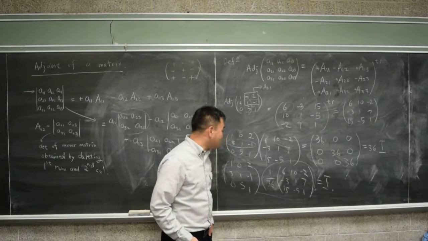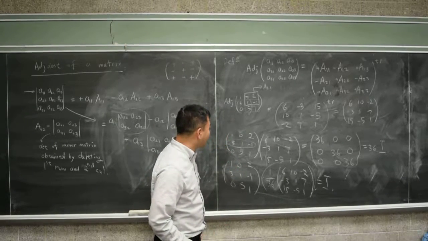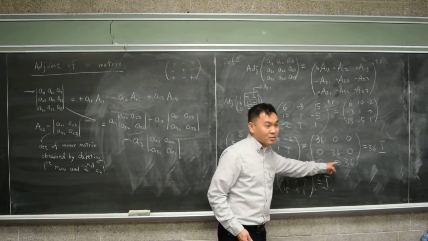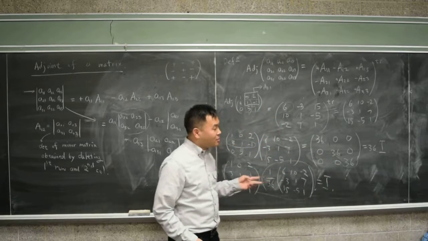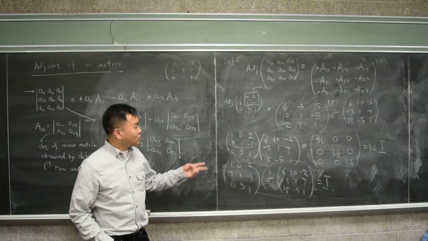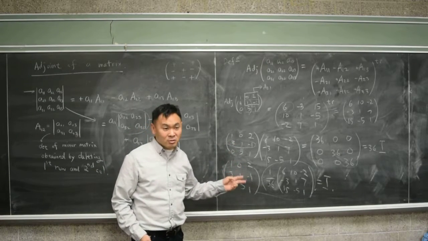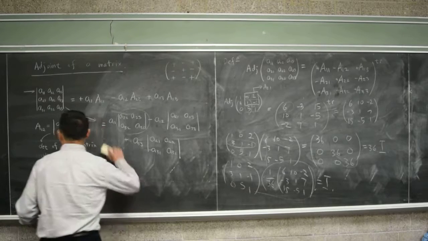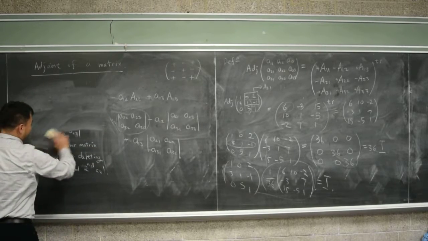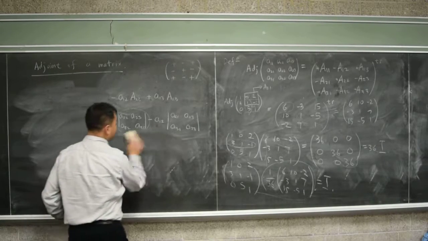All right, so I need to explain to you two things. First, why does this happen? Okay? And then second, I will show you how to find the inverse of a 3 by 3 by using the adjoint. Okay? So that's what I'm about to do.